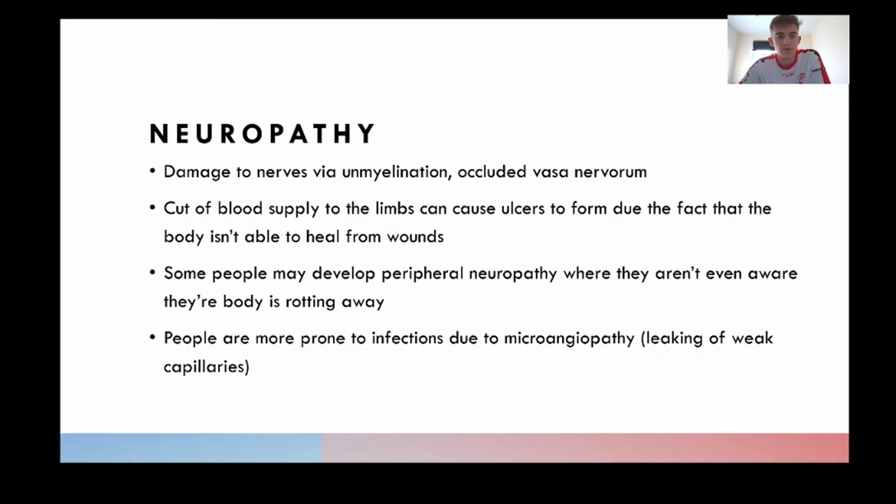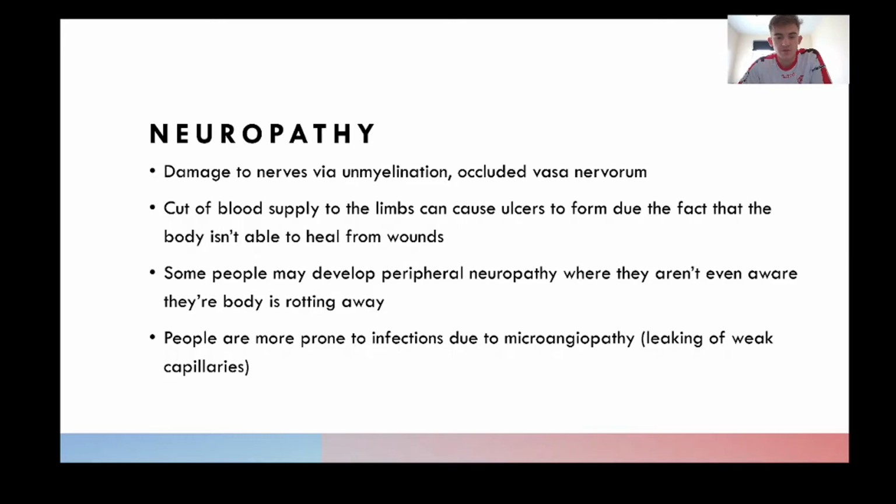So then if we talk about nerves and neuropathy, that basically occurs when there's damage to blood vessels in the limbs, as well as nerves, which become unmyelinated. And basically if you cut off blood supply to the limbs, this can cause ulcers due to the fact that the body isn't able to heal the wounds made. And some people can even develop peripheral neuropathy, where they aren't even aware that the body is wasting away, and you can just lose a toe or something, and you might not even feel it due to this.